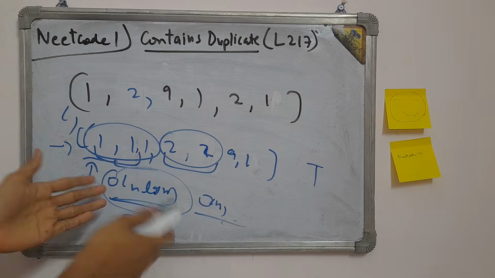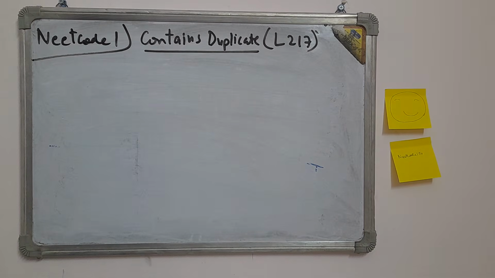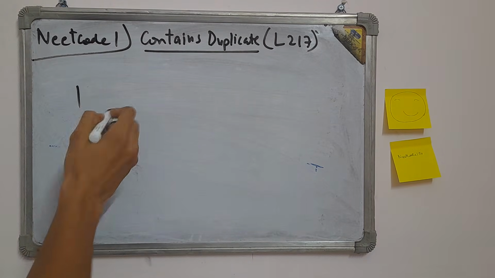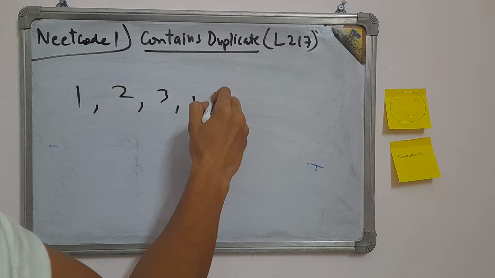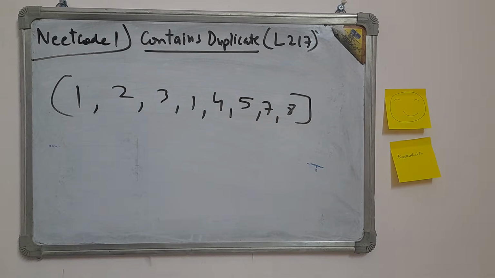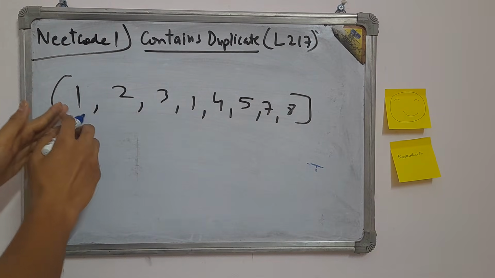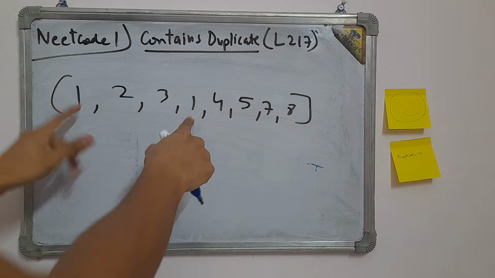Now what if we want to do it in linear time, O(n)? So there's another solution for that. Let's observe what happens when we solve this type of question. 1, 2, 3, 1, 4, 5, 7, 8. This is the array. Okay. So by the time we reach this one, we need to remember that we have seen a 1 before. How will we do that?